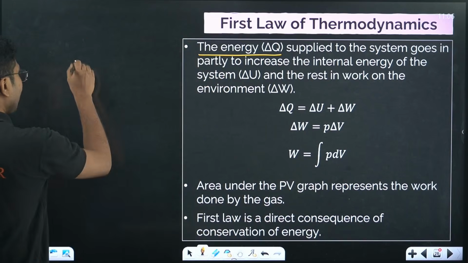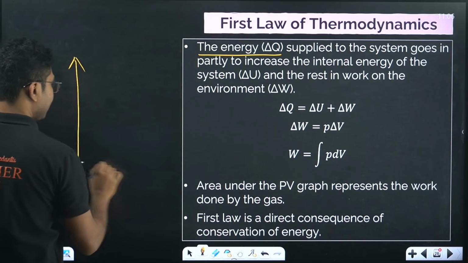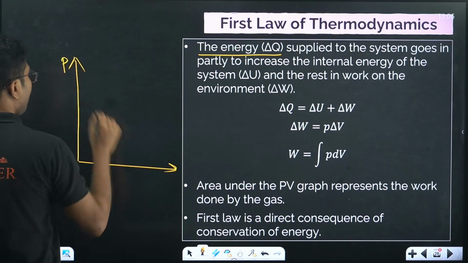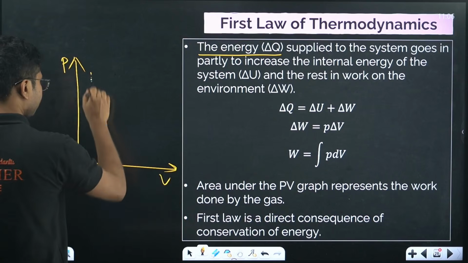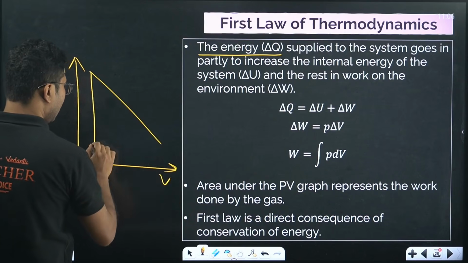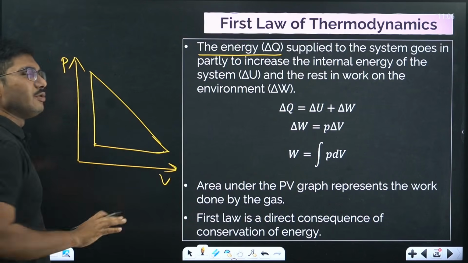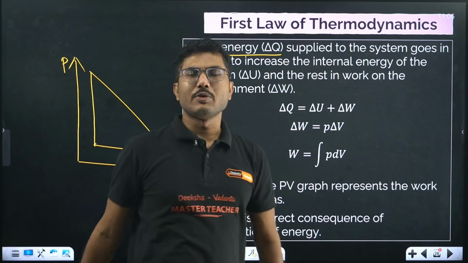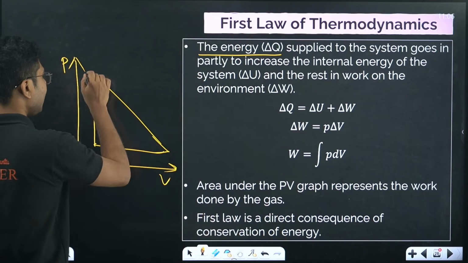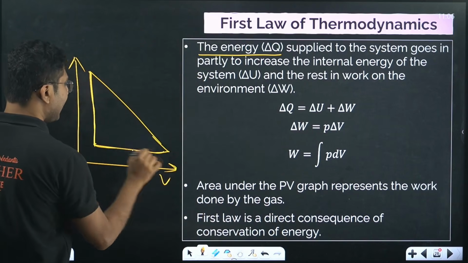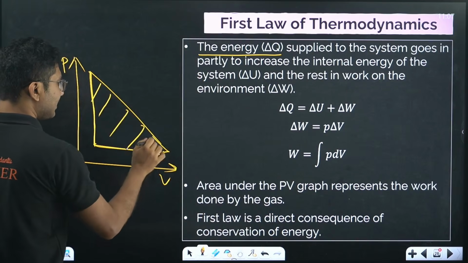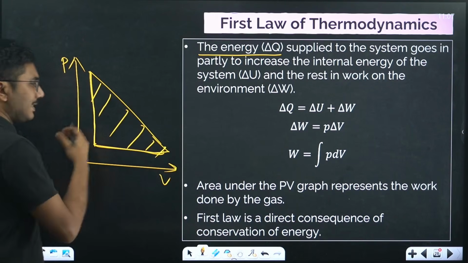Generally, the question you will get in the exam is based on this. Suppose this is P, this is V, and this kind of graph will be given to you. You will be asked what is the work done. The work done in the PV graph is basically the area under the graph, this area. So this area you have to calculate.